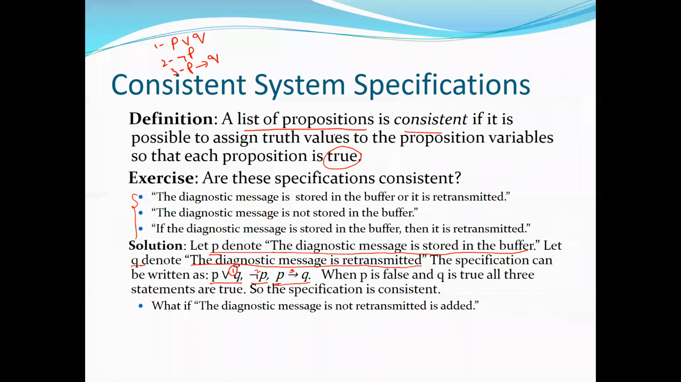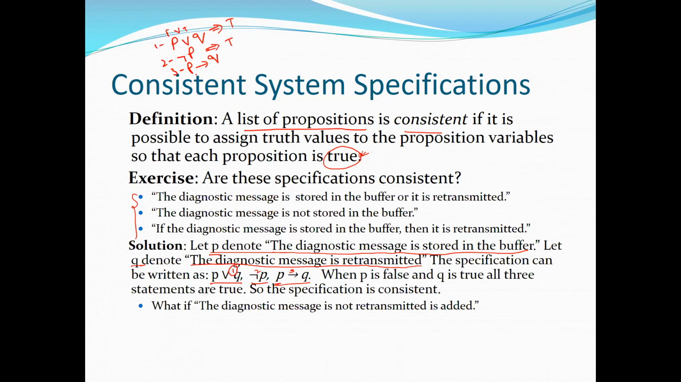As I told you earlier, you put some value in and for each proposition it should be true, so you get the result true. When P is false, for example, the diagnostic message is not stored, then we can see all the propositions will result in true. For example, if P is false and Q is true, we get the result true. So we are getting true for P and for P or Q. If P is false, the negation of P will result in true, right?